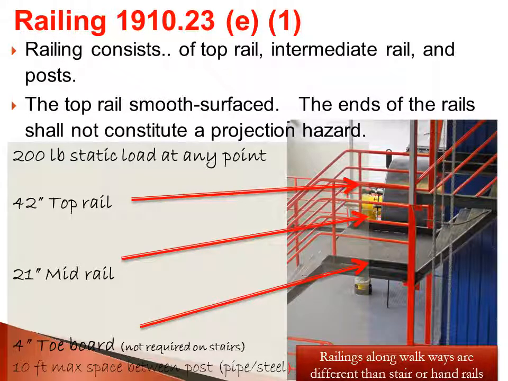So a railing consists of a top rail, an intermediate rail, and posts. The rail should be smooth and not constitute any kind of projectile hazard. The top rail is 42 inches from the ledge. The mid rail is halfway between at 21 inches. And a toe board, although it's not required on stairs, as you see it here, you should have at the top of your platform.